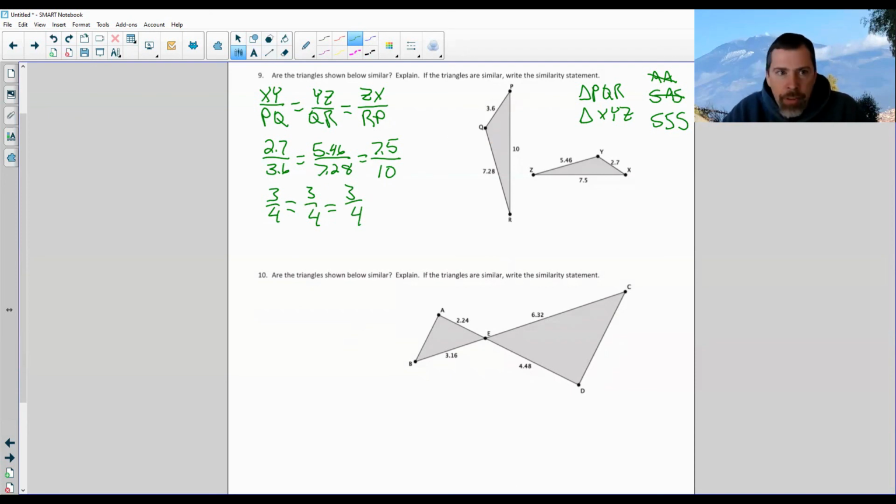So here's what I would say. Yes, the triangles are similar. Triangle PQR is similar to triangle XYZ by SSS.